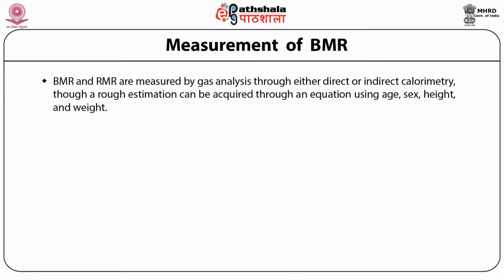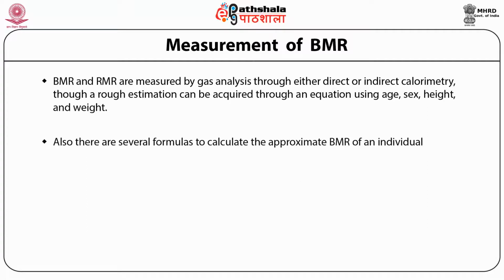Measurements of basal metabolic rate or RMR are made by gas analysis through either direct or indirect calorimetry, though a rough estimation can be acquired through an equation using age, sex, height, and weight. Also, there are several formulas to calculate the approximate BMR of an individual.